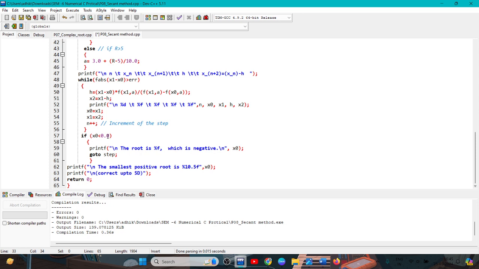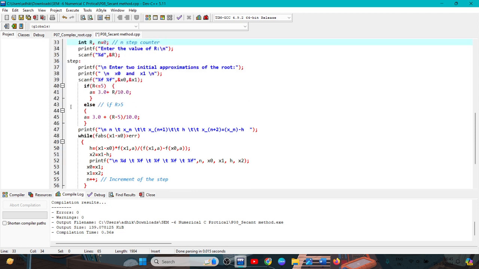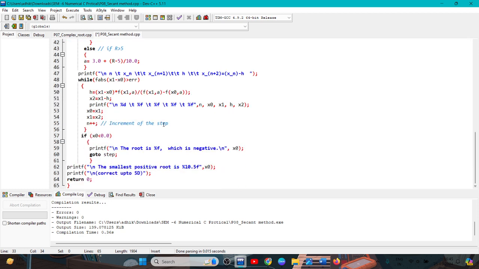If x0 is negative, print that the root is negative and go back to the step. Or you can write printf with the new approximation of the root, and we get the smallest positive root. In 10.5, 10 is the total number of digits and 5 is the number of decimal places. So first save this, compile, and then run this program.